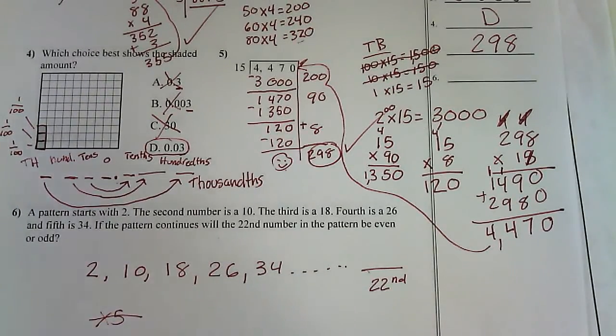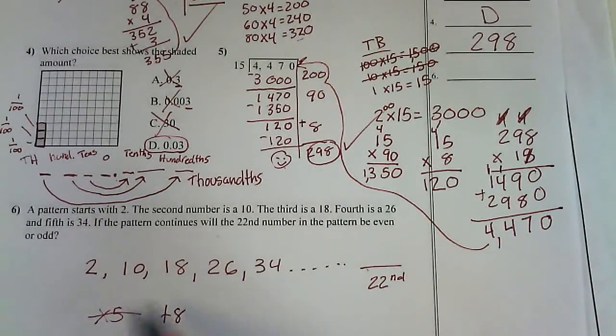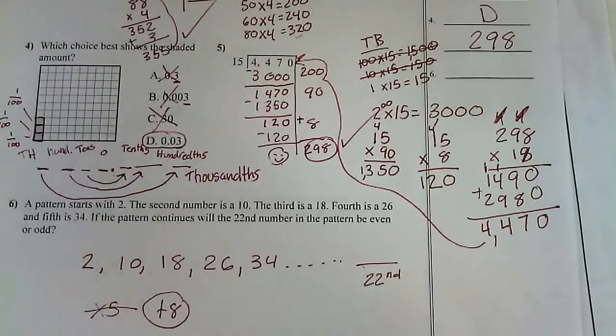All right, well, let's try addition. 2 plus 8 gets me to 10. 10 plus 8 gets me to 18. 18 plus 8 gets me to 26. 26 plus 8, let's see, yeah, that would give me 34. So I think that my pattern rule is to add 8 every time. So what do you think? If I continue to add 8 every time, is my 22nd answer going to be even or odd?